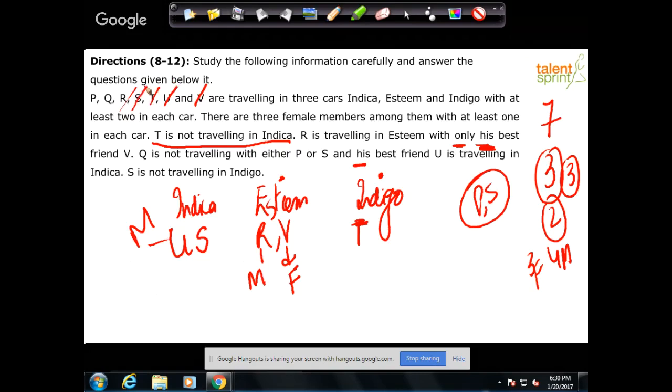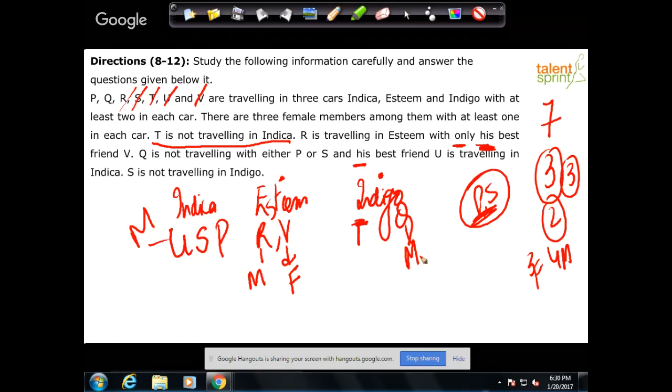Let's read. Q is not traveling with P or S. So therefore we know that Q, boys and girls, is traveling in Indigo, and P will be traveling in Indica. P and S are traveling together. Again, a big hint: we know that Q is male.